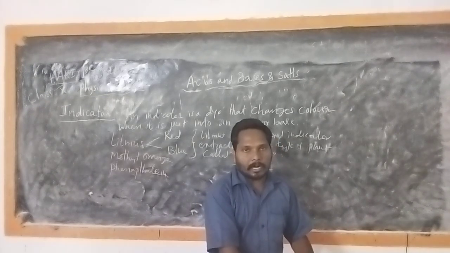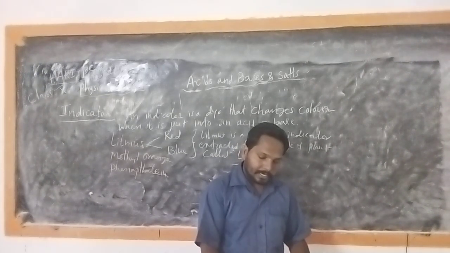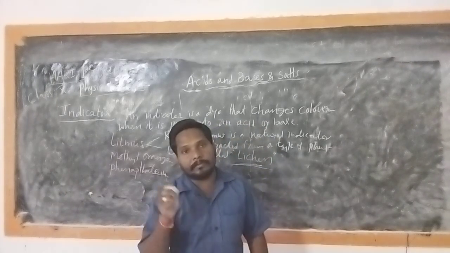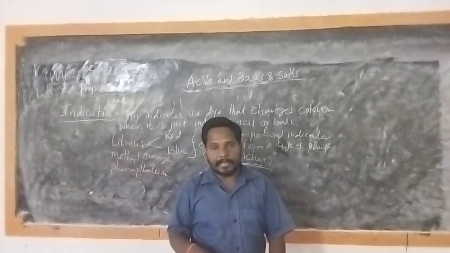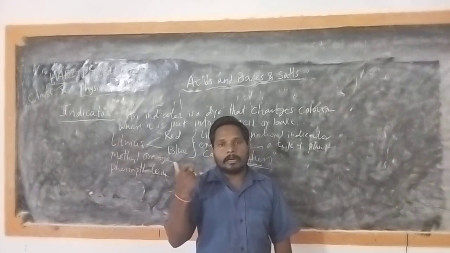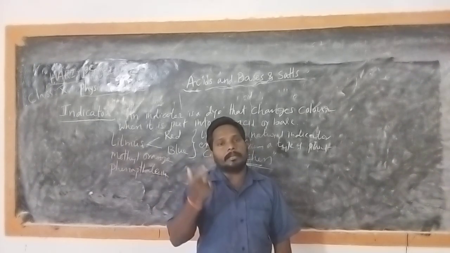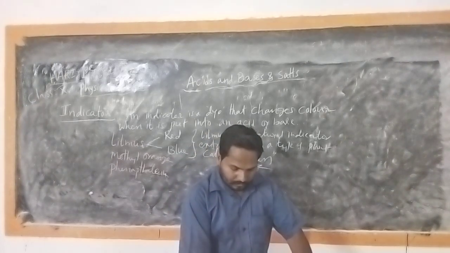The red cabbage also. Extract from the red cabbage is also one of the natural indicators. So litmus is a natural indicator, turmeric is a natural indicator, and red cabbage is also a natural indicator.